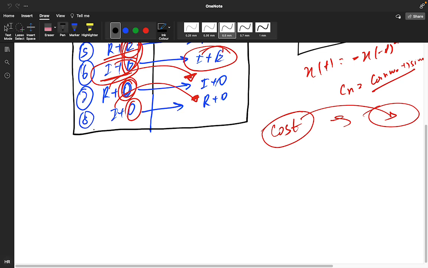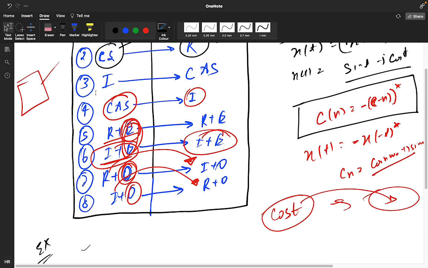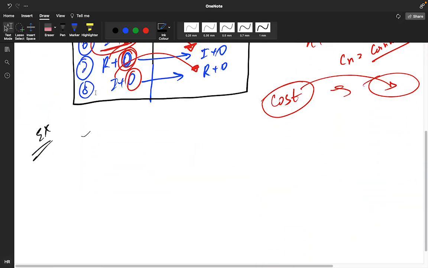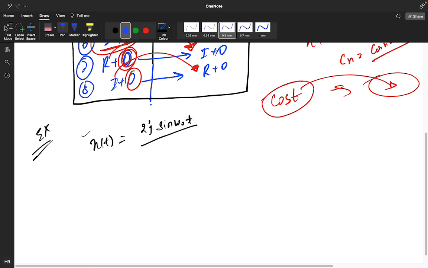So, example one. Write down example one. You understood this particular table, right? If you understood this table, you have x of t equals 2j sine omega naught t. So what kind of a signal is 2j sine omega naught t?